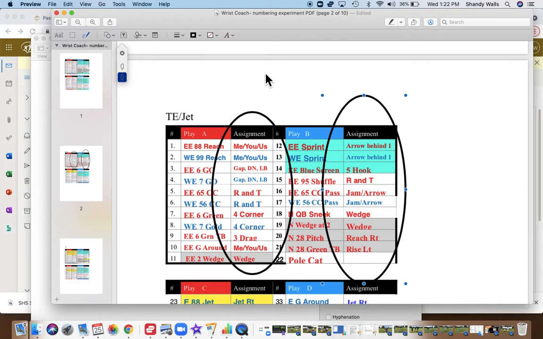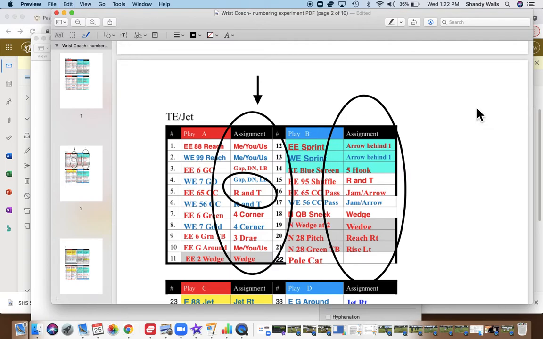And as you look down the other assignments, there's a whole lot of different things for that tight end to know. And abbreviations like this one, R&T, the tight end's going to have to know that R&T means replace and turn. So this third column, those are your individual assignments.